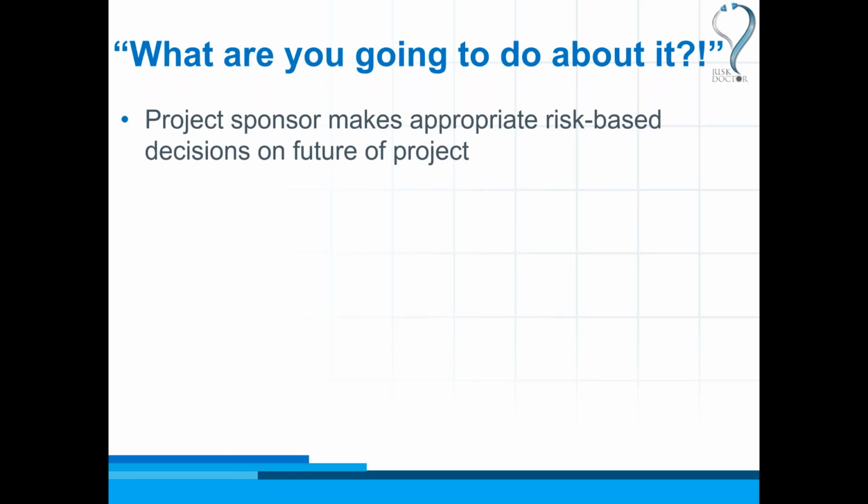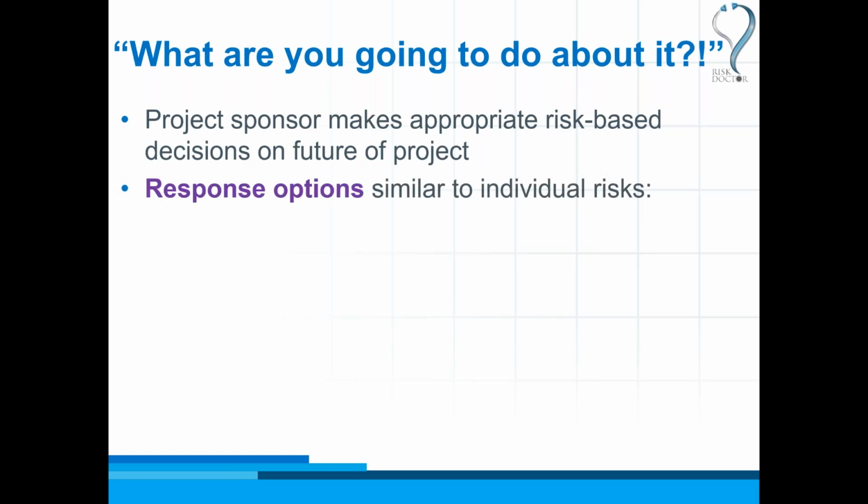So we don't just say, oh dear, the project's going to fail. We say, right, we know what the possible result of risk on the overall project is. What should we do to make it better? And like in ordinary individual project risks, we have a number of different response options, different strategies that we could follow. We have the same kind of things that we could do for overall project risk.